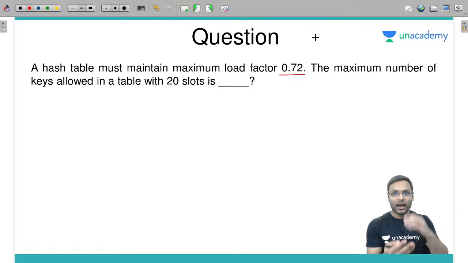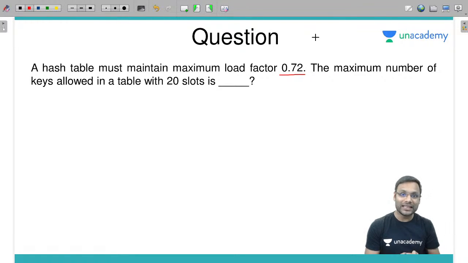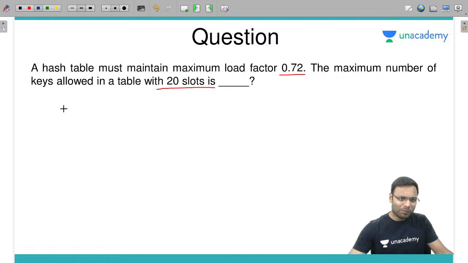Load factor is how many keys per slot. Total number of keys, on an average number of keys per slot. Maximum number of keys per slot is 0.72. The maximum number of keys allowed in a table with 20 slots is? Among 20 slots, you should have load per slot as 0.72. Means the simple formula of load factor is this.